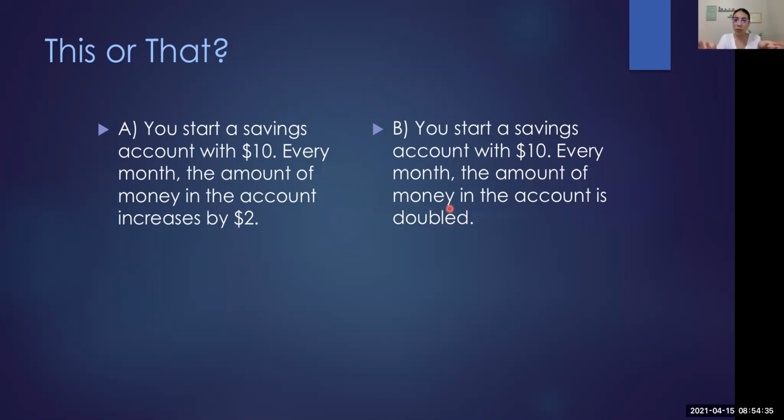And once you've come up with your answer, just type it in the chat there. You can type in A if you would want a savings account like A, or type in B if you would want a savings account like B.